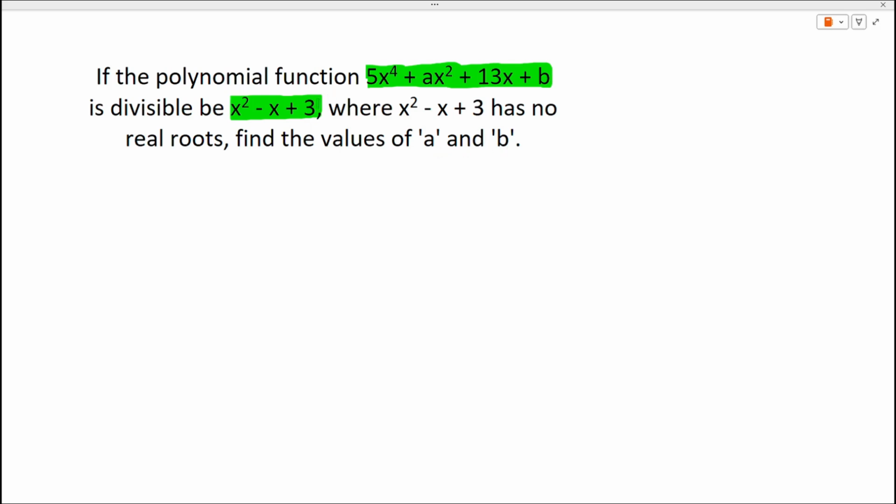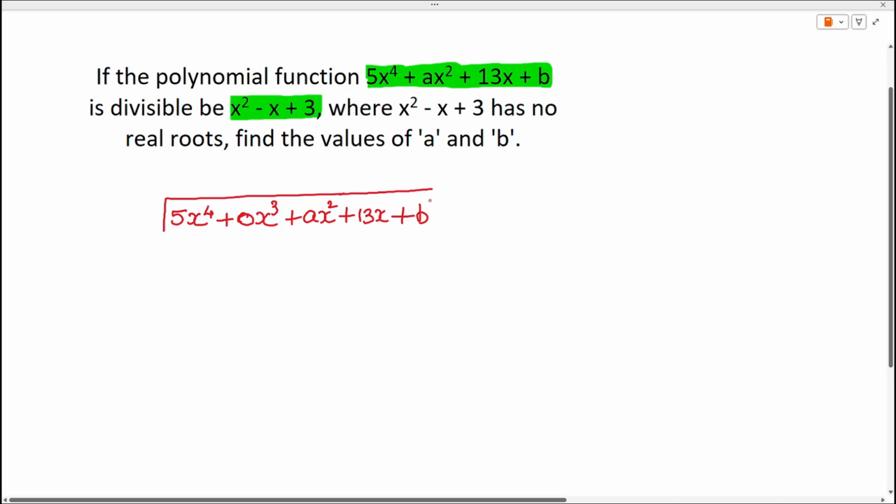Normally, if we had known the roots of this quadratic function, then we could have figured out the values of a and b. But now, because this has no real roots, what we'll try doing is using the long division process. So let us try doing that.